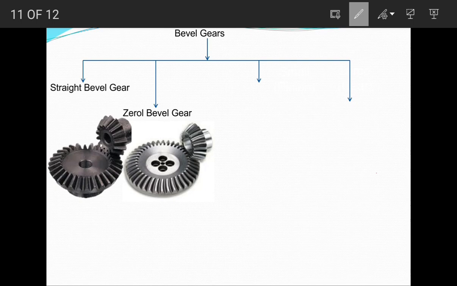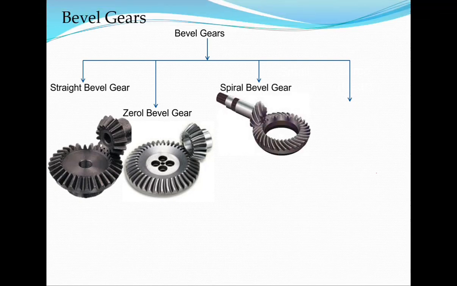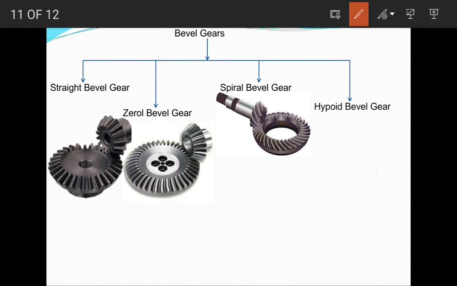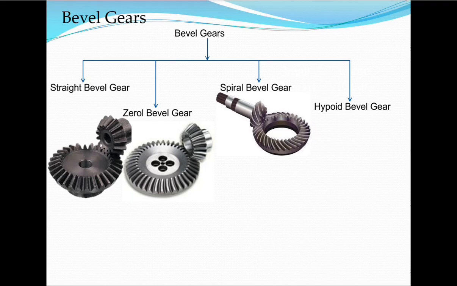So now the next one is your spiral type. In spiral type bevel gear, what happens? The teeth are curved in nature, as well as having a helix angle. Now you see the hypoid bevel gear. Hypoid bevel gears are similar to the spiral type bevel gear, but the difference is only one: the pinion and the shaft axis are offset in nature.